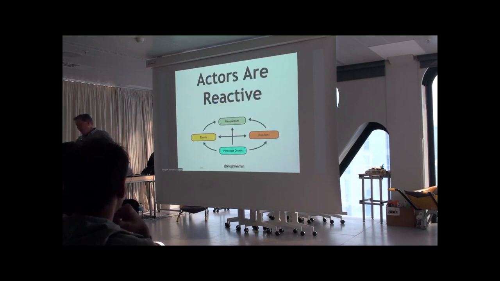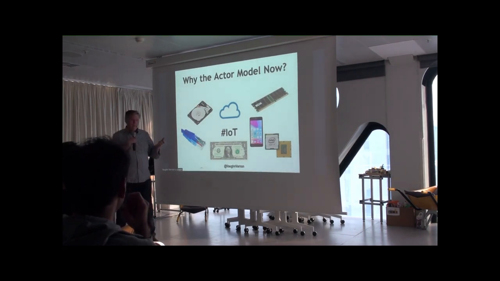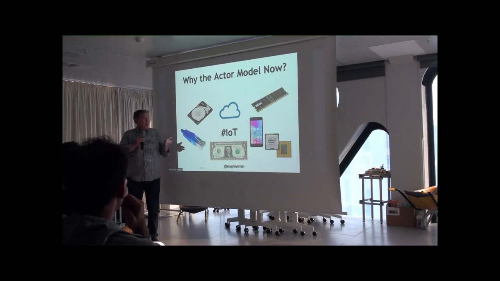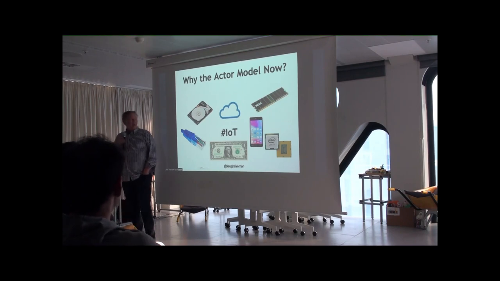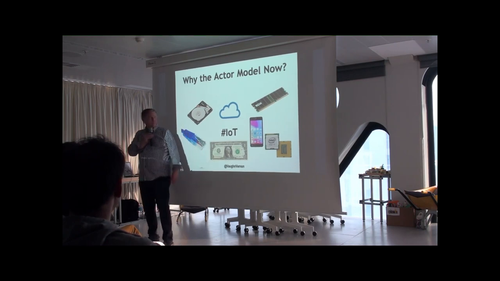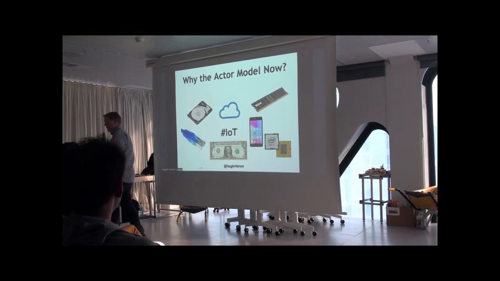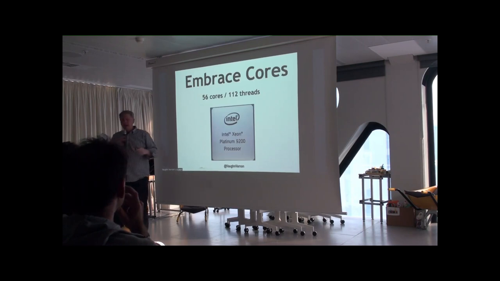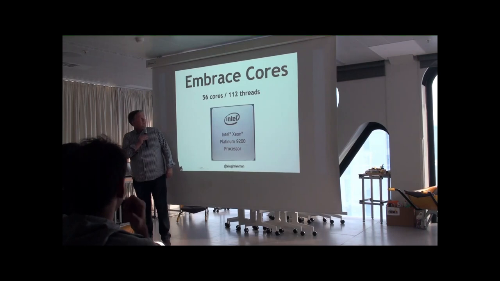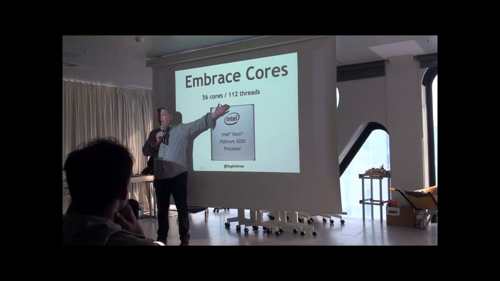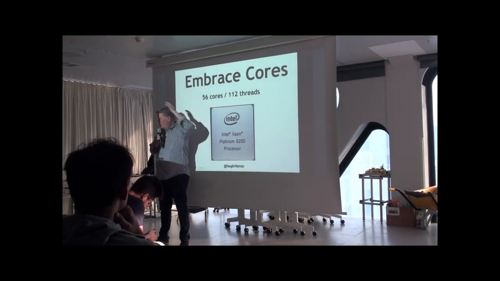So actors are reactive, as I said, and the actor model has a lot of potential for use, because all of these computing resources are cheap. Cores are relatively cheap. Memory is cheap. The cloud is cheap. IoT devices are cheap. Storage is cheap. The network is cheap, right? So there's a lot of compelling reason to try to use all cores and all resources simultaneously if you possibly can. Like I was saying, this Xeon processor has 56 cores, but with hyper-threading, each core can run two threads, so 112 threads simultaneously.